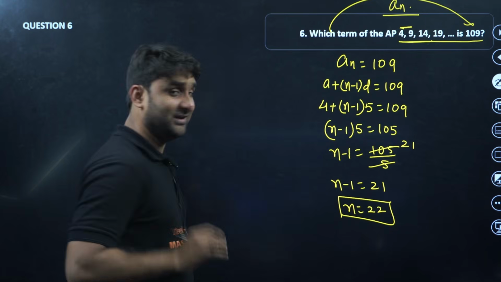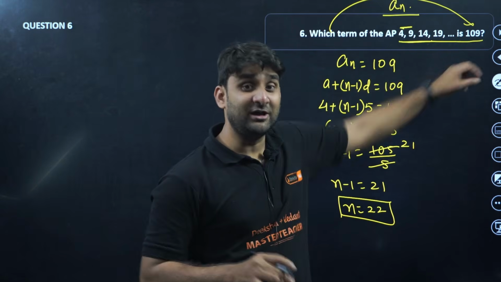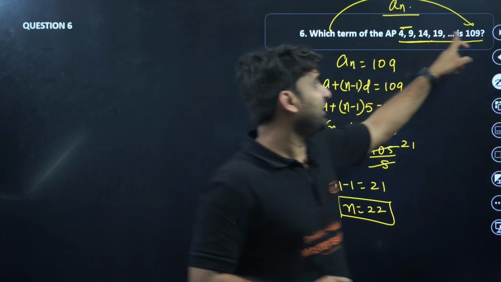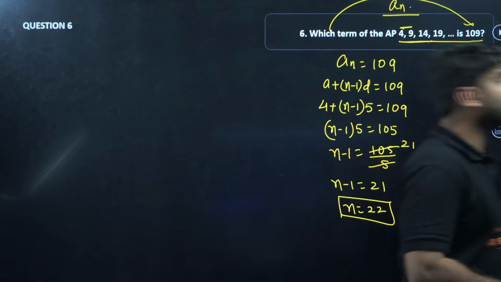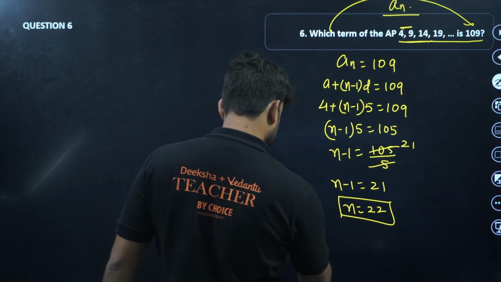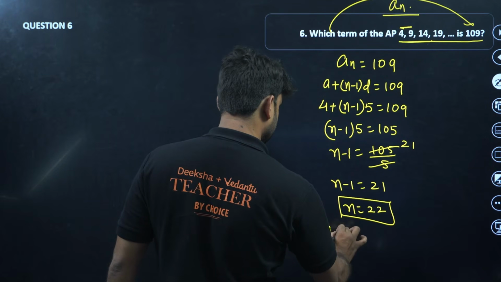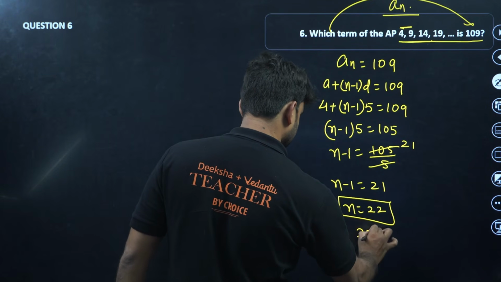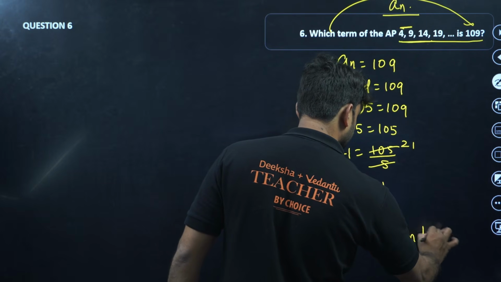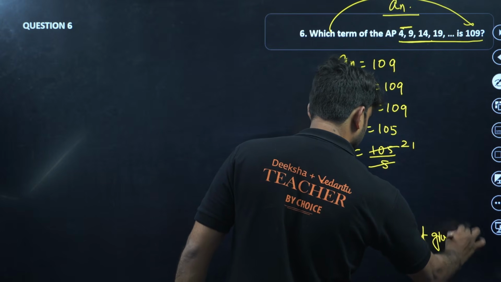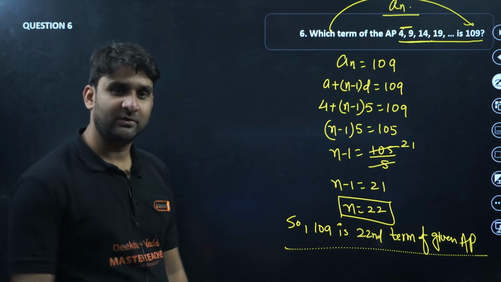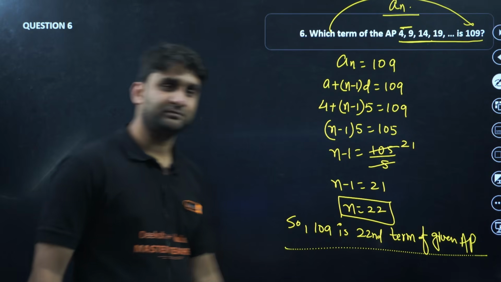It means that this number is the 22nd term of this AP. If you write this AP continuously, at 22nd position 109 will occur. So let's write the final answer in words. 109 is the 22nd term of the given AP. This is the answer. Clear, everyone?